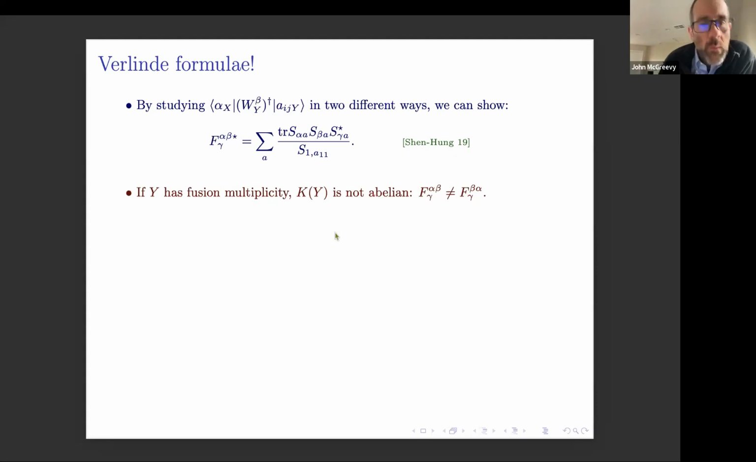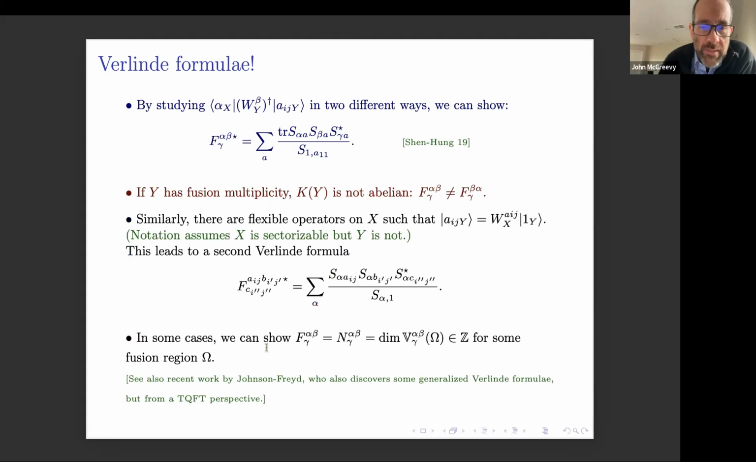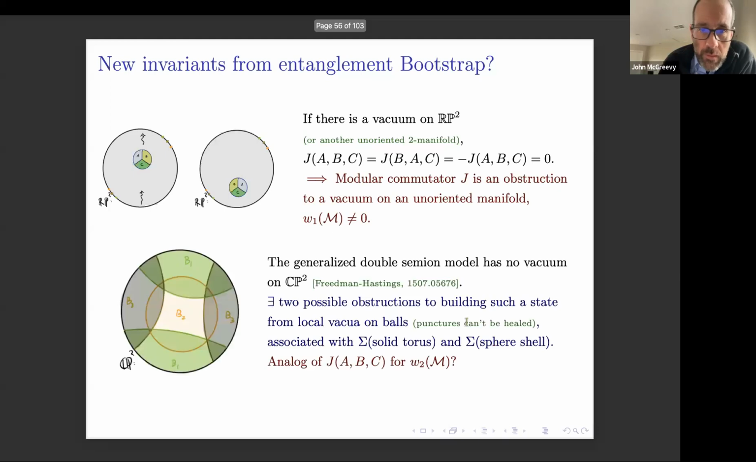One interesting thing is that, in general, these numbers are not integers, but in some cases we can relate them to a fusion dimension, in which case they have to be positive integers. Okay, I'm going to skip these open questions.